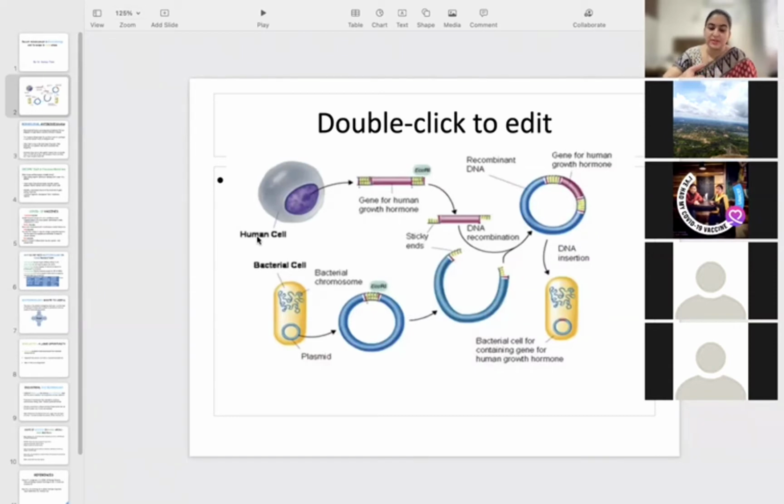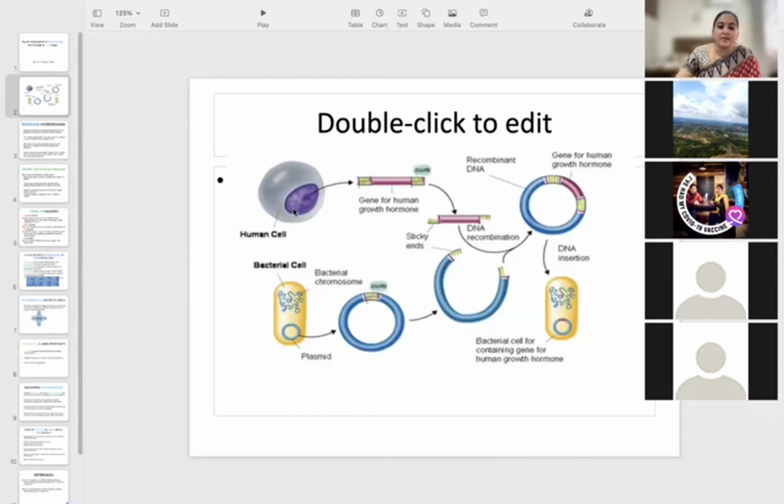eukaryotic organisms, while in prokaryotes it's not enclosed in a nucleus, it's naked. So we can extract a few portions of that DNA, a few genes which are favorable and essential for us or may be helpful for the human cause.